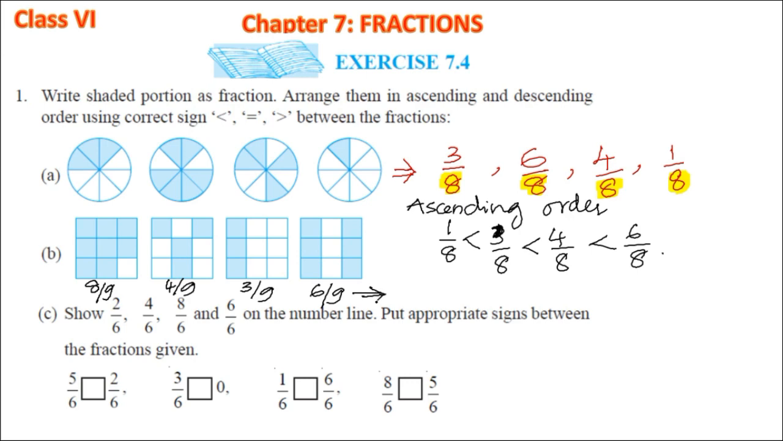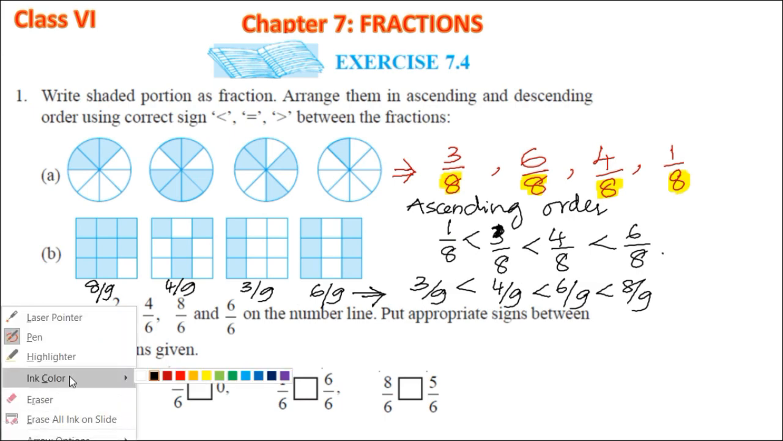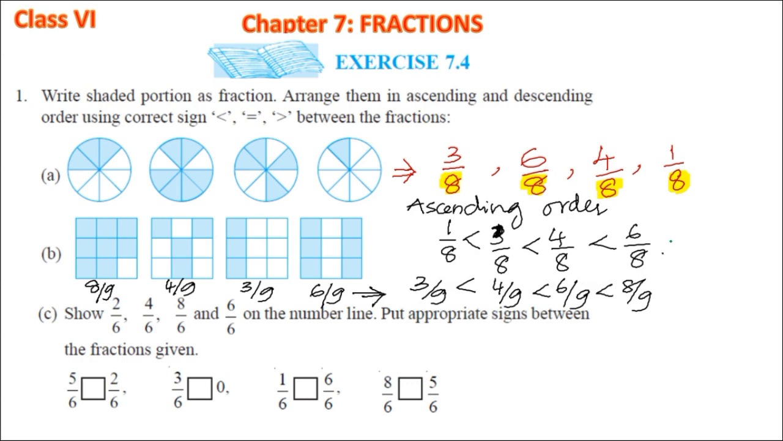For this particular thing, the ascending order will be 3 by 9 is the first one, and the next one is 4 by 9, next one is 6 by 9, next one is 8 by 9. These are the ascending orders. Suppose if you want to make it a descending order, how do we do that? We have to write in exactly the reverse way.